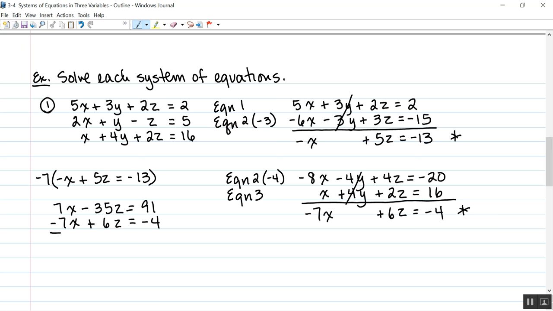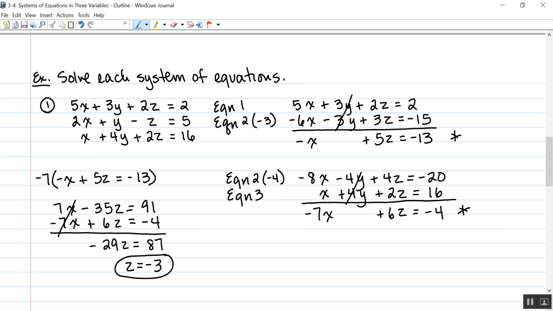And now when I add those, my x's will eliminate, and I'll end up with a negative 29z equals 87. And then dividing both sides by 29, I get z equals negative 3. And there's part of my answer right there. Okay, now I need to find x and y.